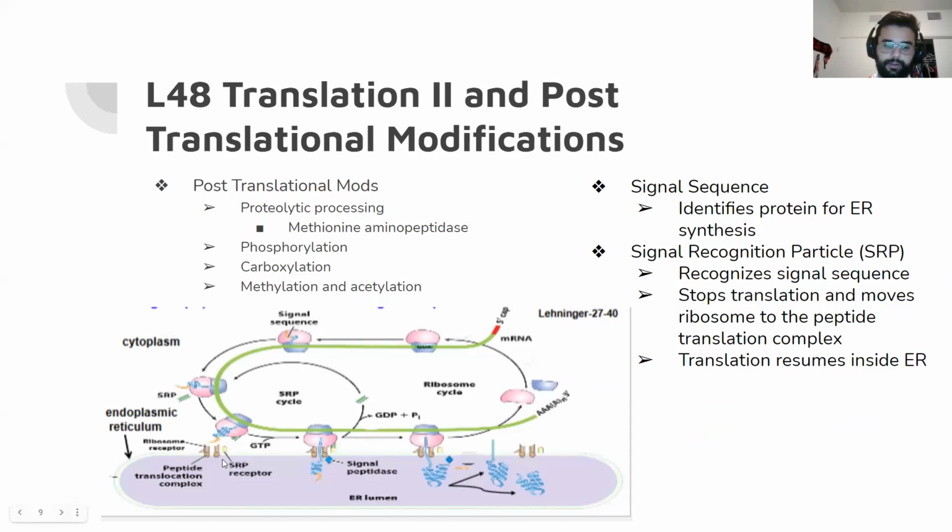Our signal recognition particle is right here. It identifies the signal sequence, then stops the translation of our ribosomes and moves the ribosomes to the peptide translocation complex right here. In our peptide translocation complex, we're going to be able to start translating our protein inside the lumen of the ER. Once it's done, our ribosome can then dissociate and move back to the cytoplasm. The interesting thing here as well is that our signal recognition particle, as soon as it brings that ribosome into our peptide translocation complex, is dissociated and can do its job once again.